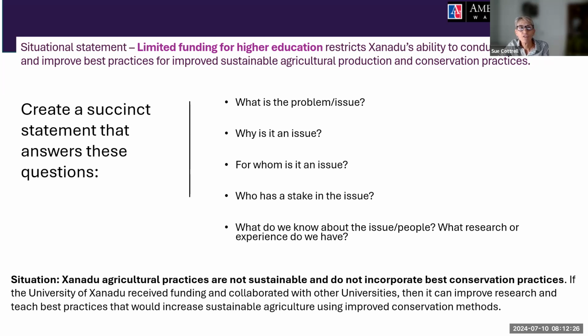Who has a stake in the issue? Well, the University of Xanadu has a stake in the issue. The people of Xanadu have a stake in the issue. The country, the government would have a stake in the issue. The producers, the teachers, or the professors at the university. You can think of all the people who would have a stake in this, right? And then what do we know about the issue and people? That's outlined here in this situation.